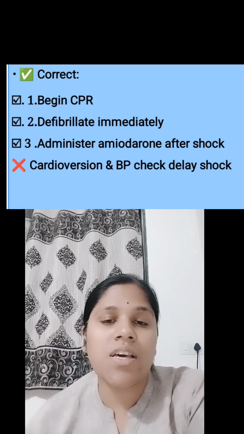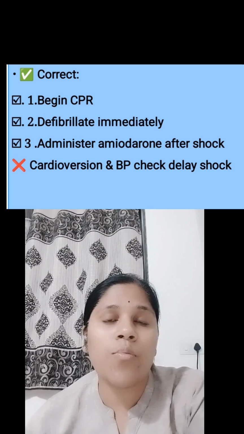The remaining options are cardioversion and checking BP. Cardioversion is given in VT with a pulse, where the patient is in a somewhat stable condition. It is a planned procedure, so this option is not appropriate for this particular question. The BP check can be done once the initial management has been done.